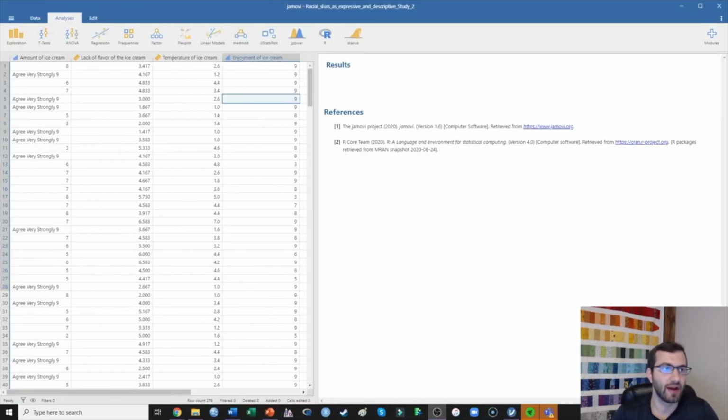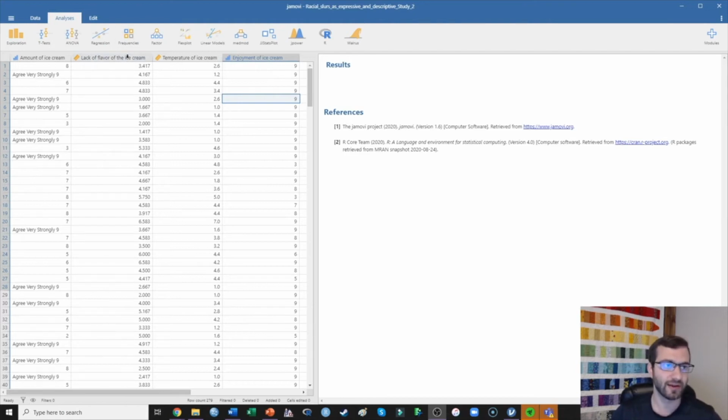In this study, I was interested in examining people's enjoyment of ice cream depending on a few different factors. First is the amount of ice cream. What I'd expect is that a greater amount of ice cream is going to be related to significantly higher enjoyment of that ice cream.